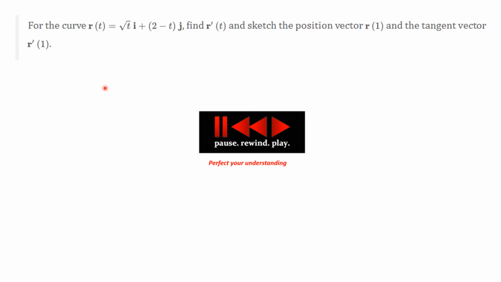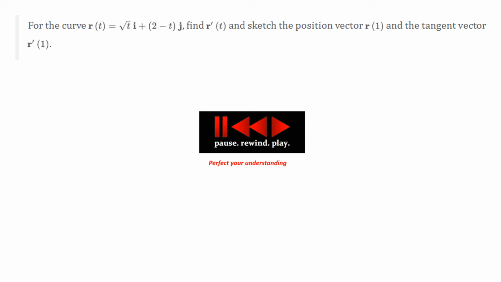Now, another problem for you to consider. For the curve r(t) equals the square root of t i plus 2 minus t j. Now, it looks like this could be in 3 dimensions or 2 dimensions. I'm guessing it is in 2 dimensions, but certainly this is in the xy plane. Find r prime of t and sketch the position vector r(1) and the tangent vector r prime(1). You know what to do.